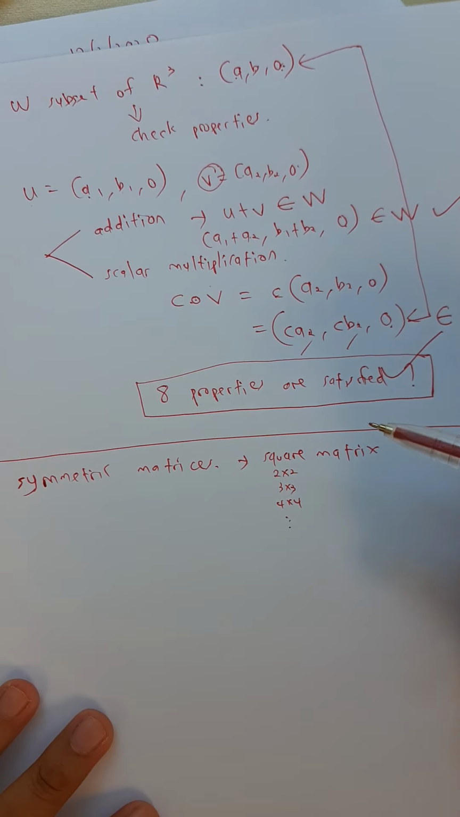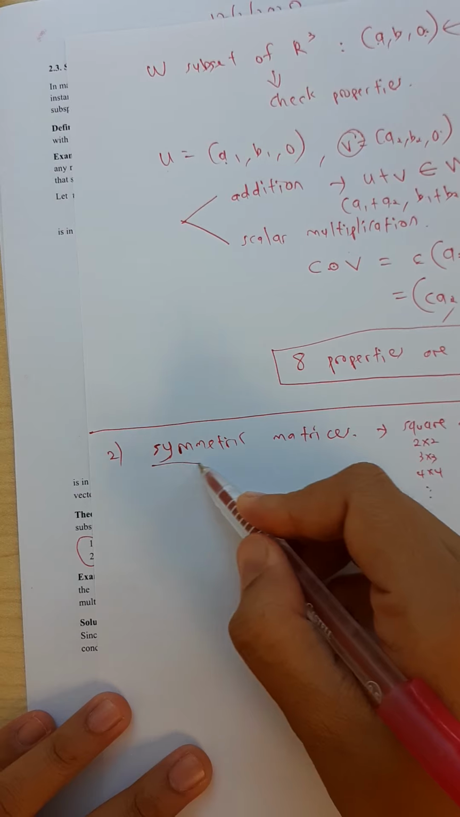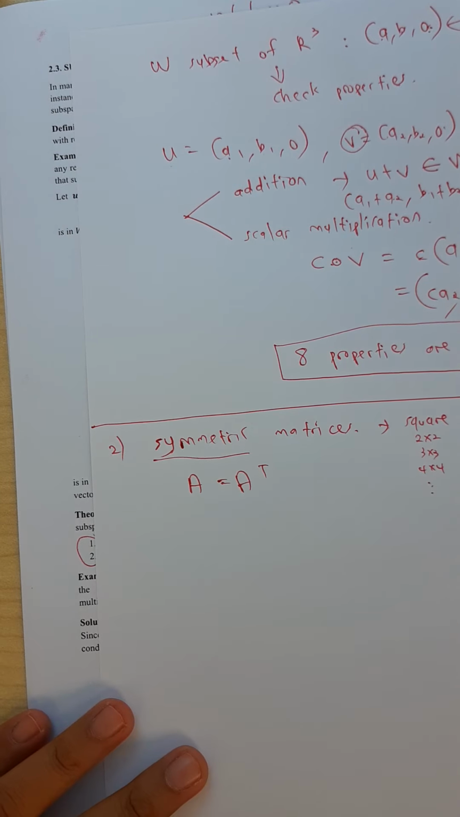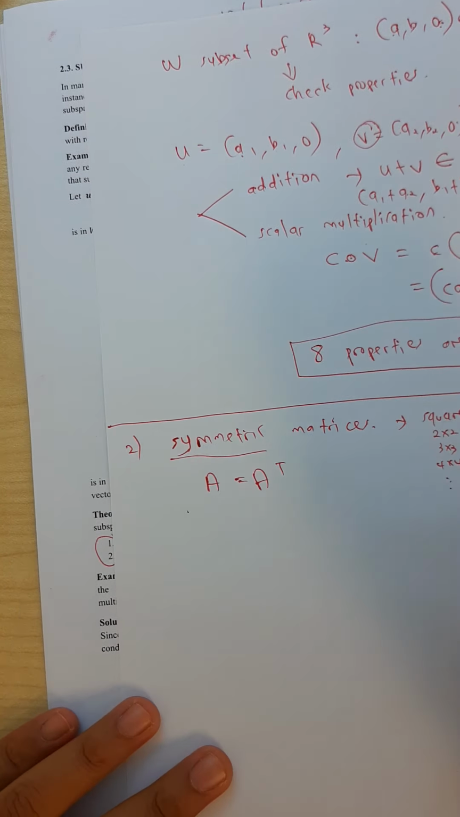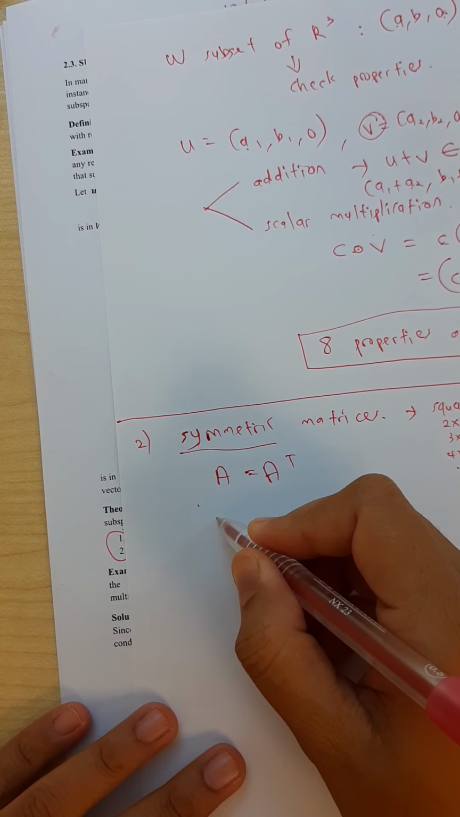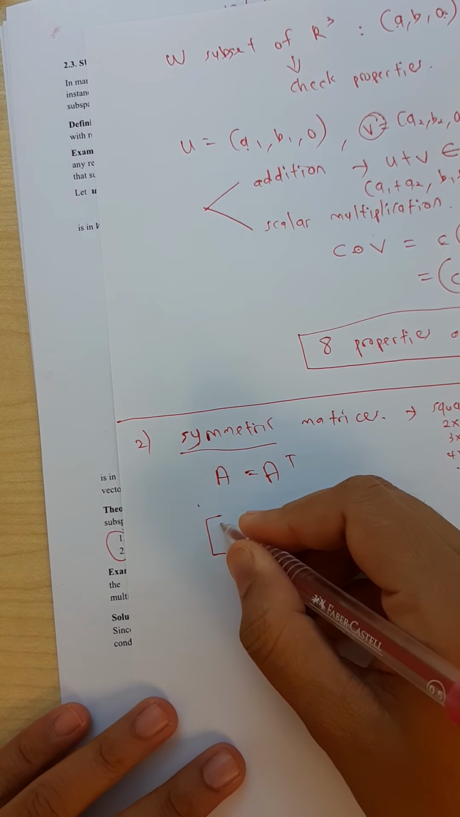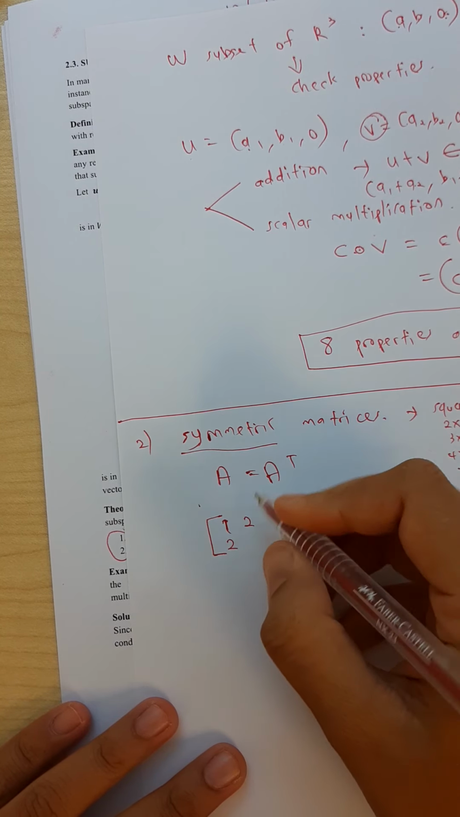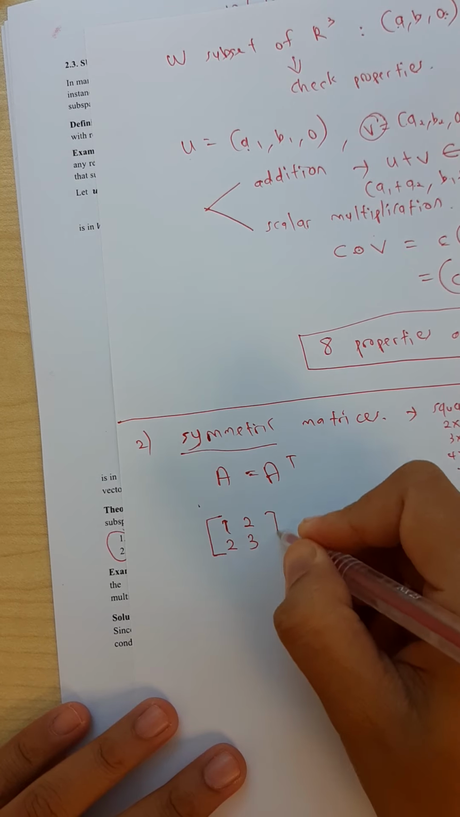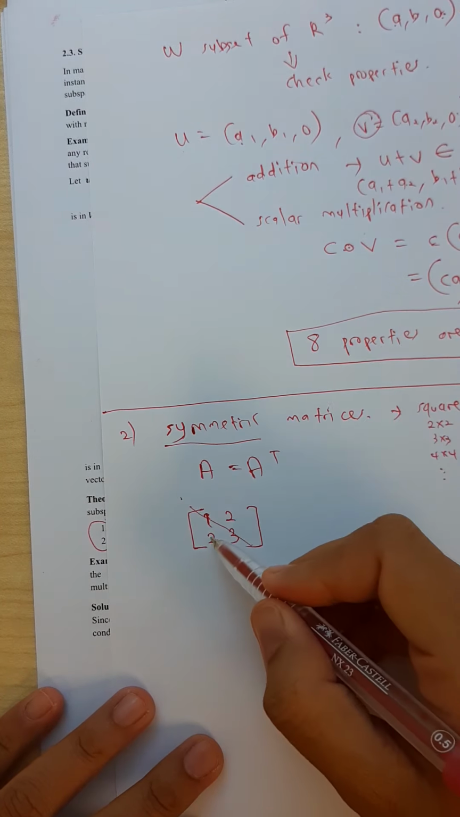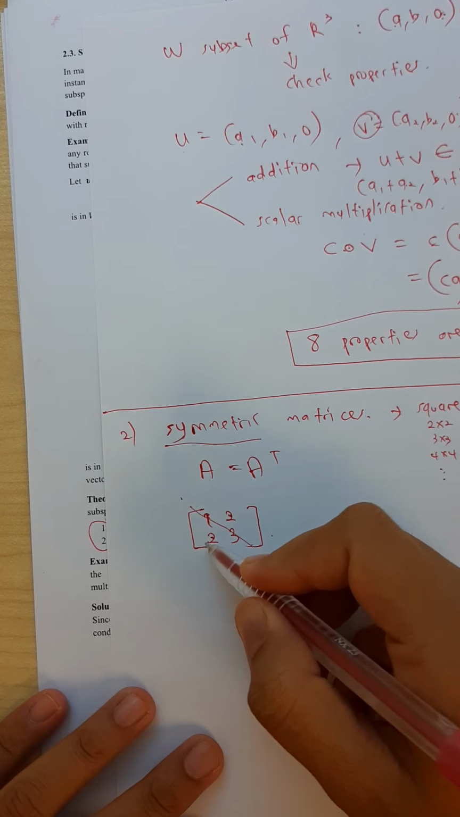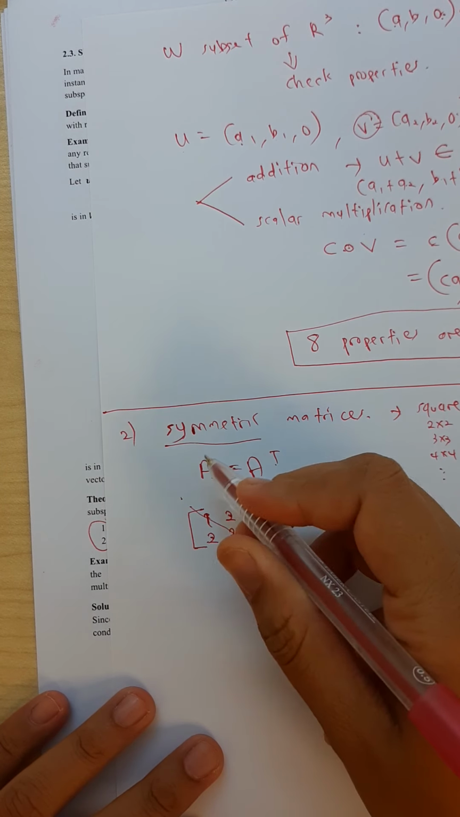So a symmetric matrix is a square matrix that is equal to its transpose. This means that if you have a matrix A, it is equal to its transpose, A transpose. So one example of a symmetric matrix, what is it? For example, if I take a 2 by 2 matrix, maybe I take 1, 2, 2, 3. So this is the diagonal line, and you can see this element and this element are the same. So this is a symmetric matrix, because the elements of A transpose are equal to the matrix A.